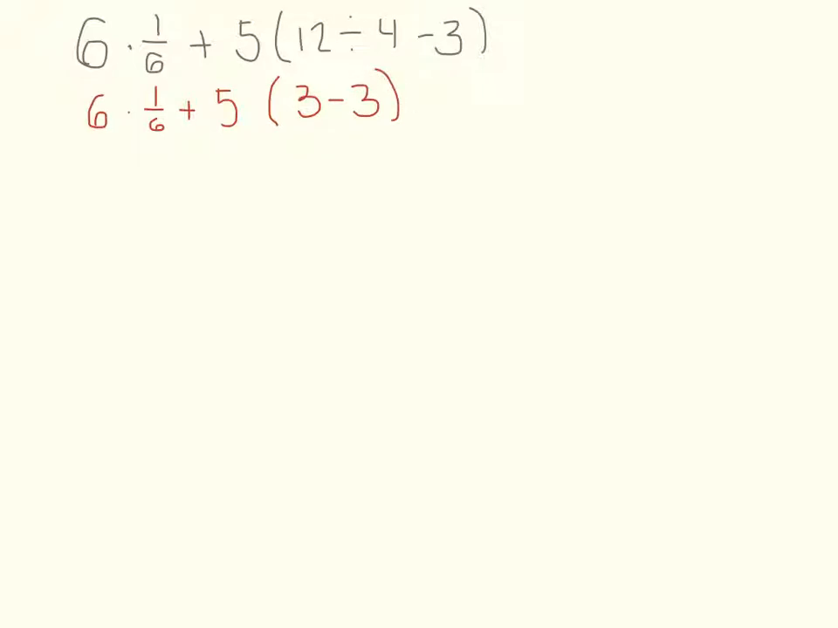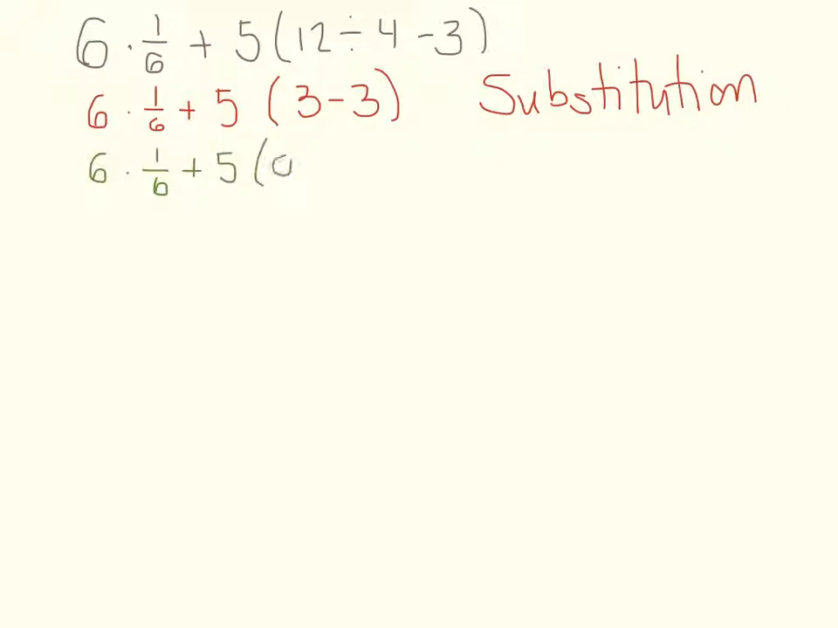Okay, so to get there, what we did is we just substituted in a value. We substituted in what 12 divided by 4 was. So we used substitution. Then I'm going to go to the next step, and again, I'm still working within my parentheses. So I have 6 times 1/6 plus 5 times 3 minus 3 is 0. So 3 minus 3 gave us 0. That is going to be an inverse.